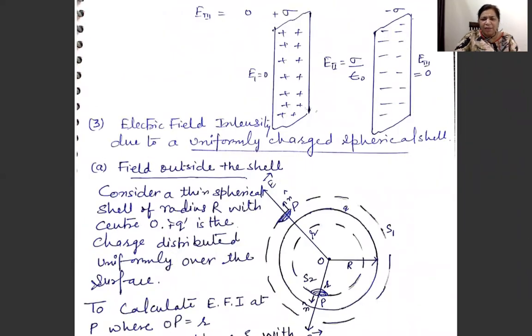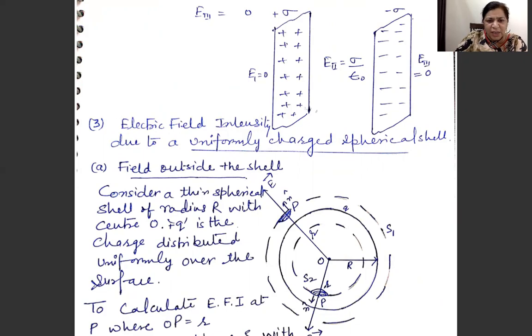So whenever we have two sheets, one positive and one negative, both having equal and opposite surface charge densities, the electric field intensity in the middle of them will be equal to sigma by epsilon naught. This principle will be used in the capacitor later on, you will see. And in the outside regions of the two sheets, the electric field intensity is equal to 0.